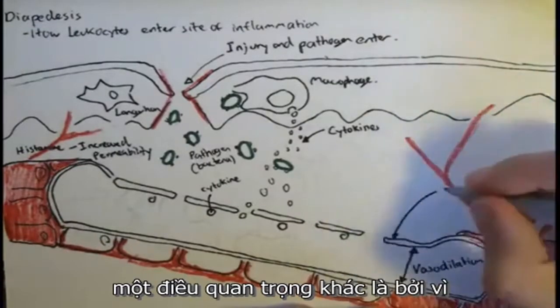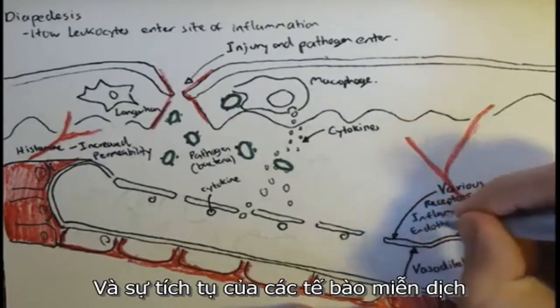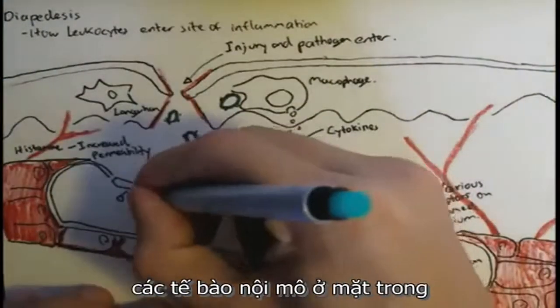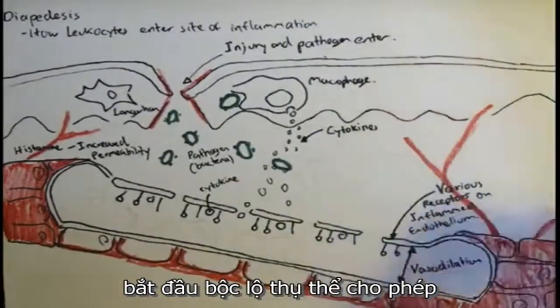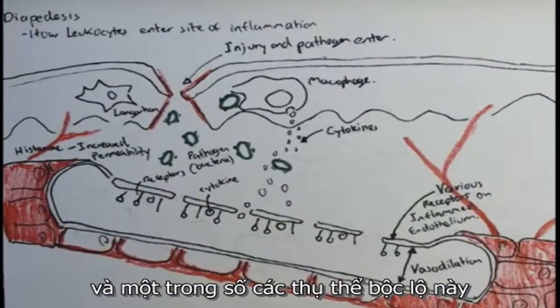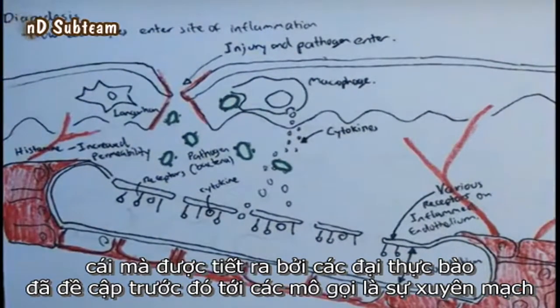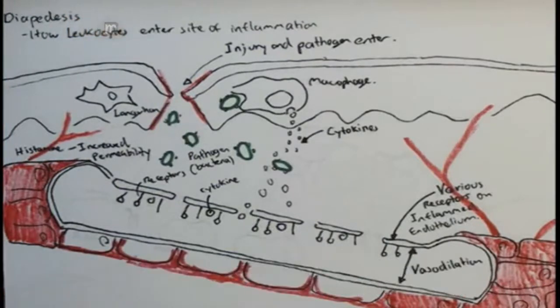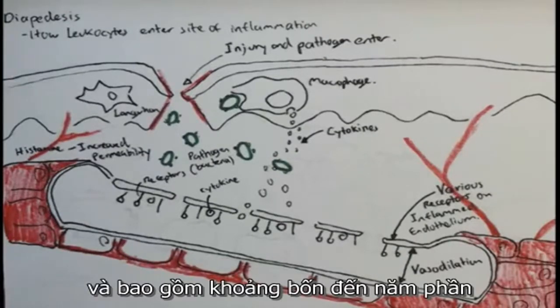Another important thing also, is that because the surrounding area is inflamed due to the inflammatory mediators and the accumulation of immune cells, the endothelial cells on the inner surface begin expressing receptors, which allows more immune cells to be brought to the injured area. And some of these receptors expressed are actually activated by the pro-inflammatory cytokines, which are secreted by the tissue macrophages, as mentioned before. So the process of how the immune cells go from the blood vessels to the tissue is called diapedesis, and consists of about 4 to 5 parts.